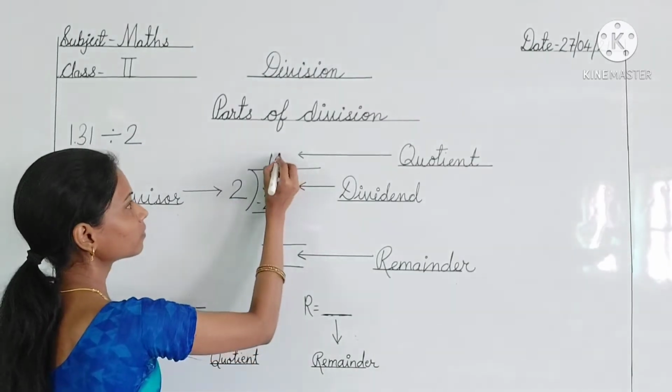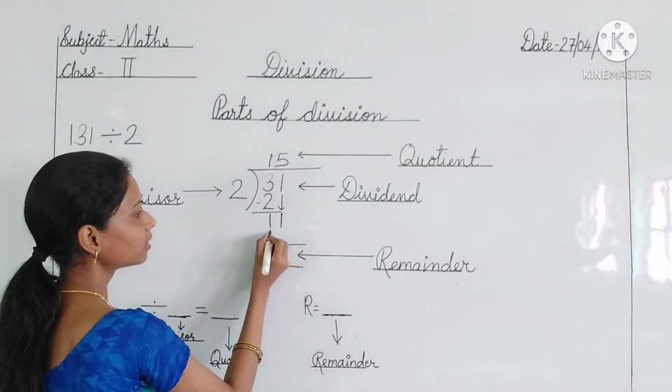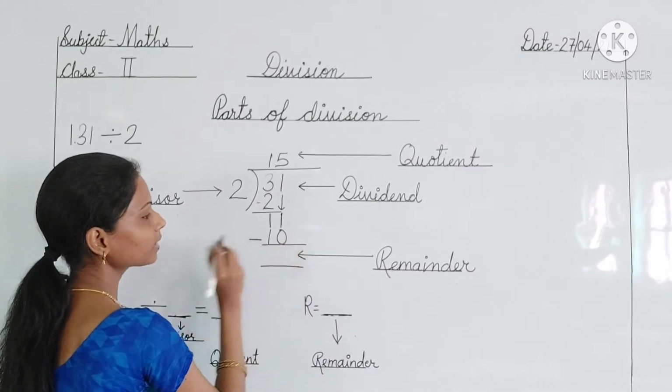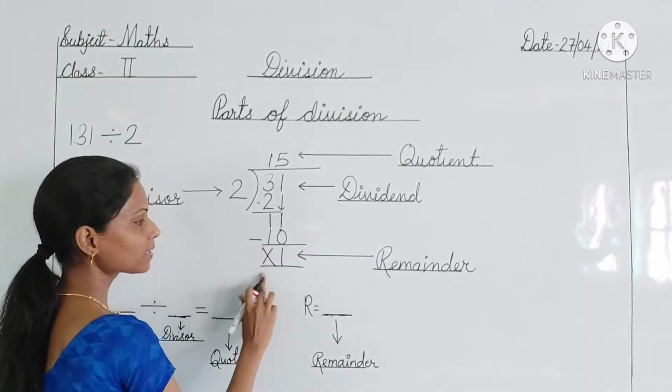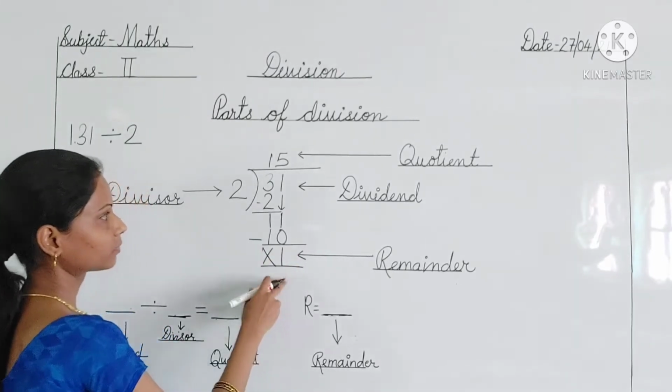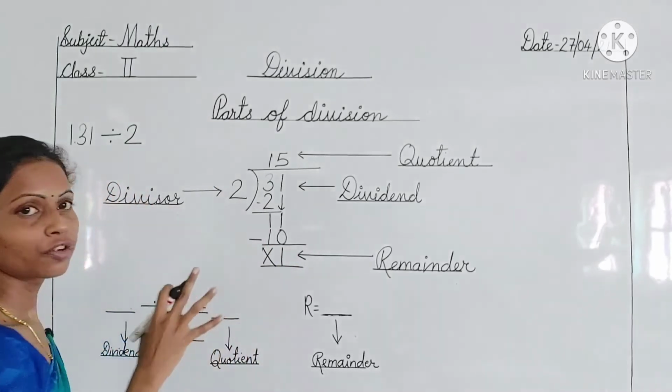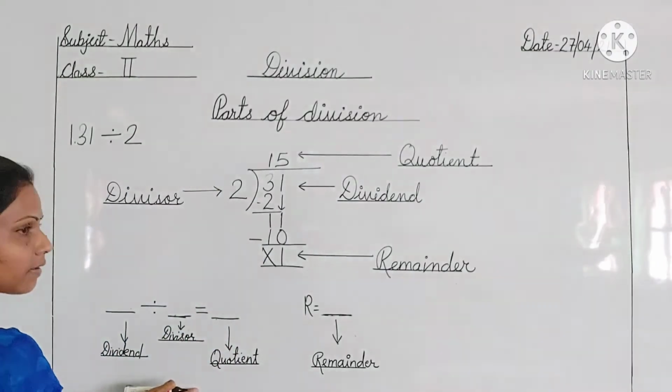So we will write 2 fives are 10. Now subtract. 1. So what is the remainder here? 1. Okay. Now we will write it down here.